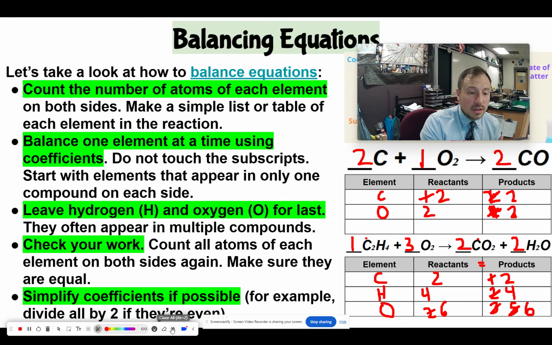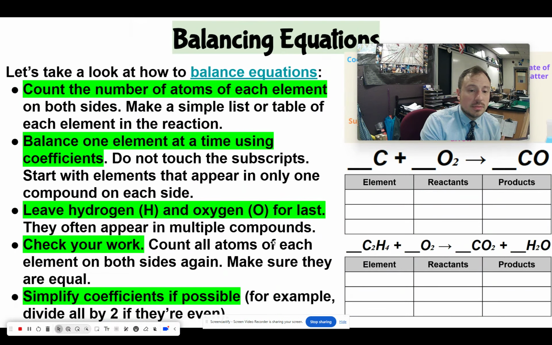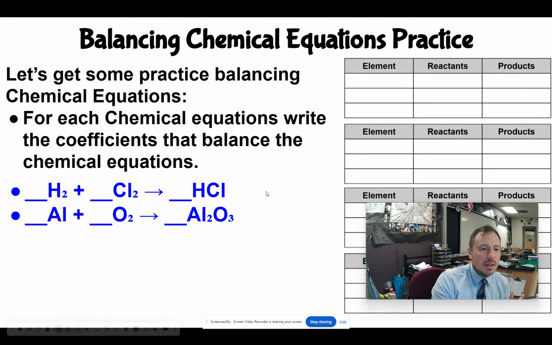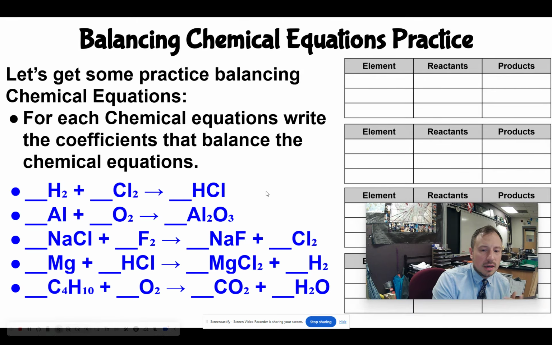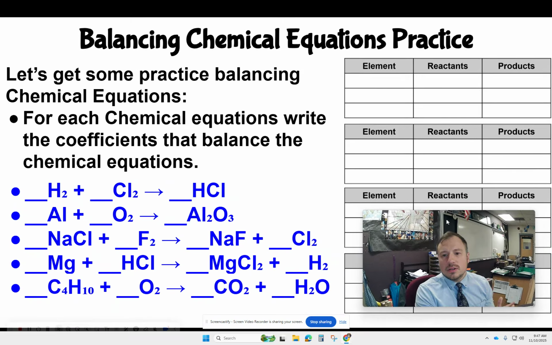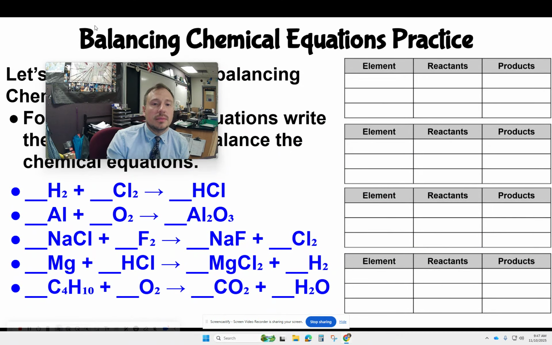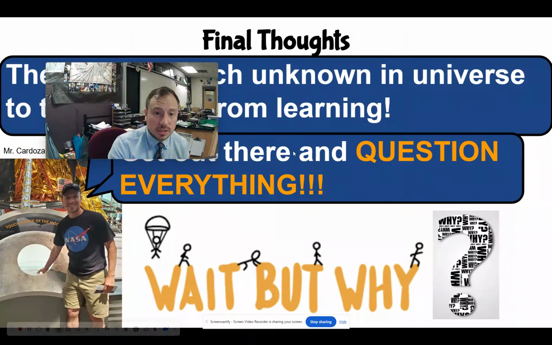You just follow these steps. So here are some practice problems that I can give you. Some of these are fairly simple, just balancing these chemical equations. Some of them only have 2 elements, some of them have 3. Didn't want to make them much harder than that. But if you want to, you can pause and practice balancing these chemical equations.